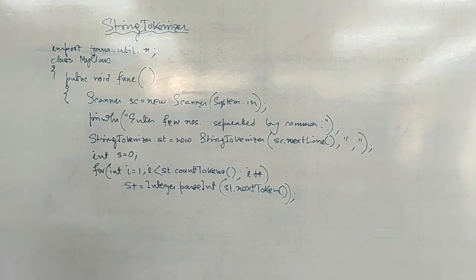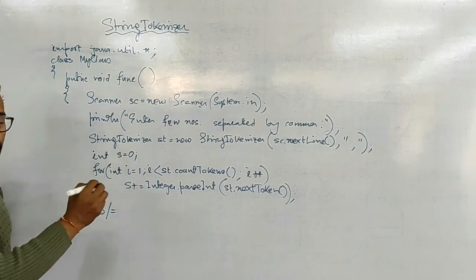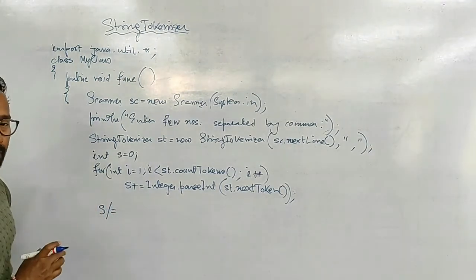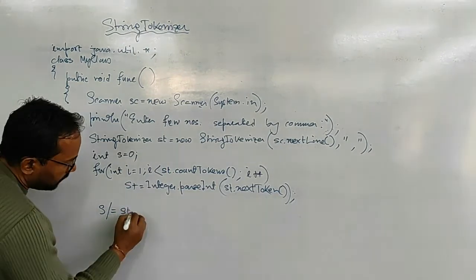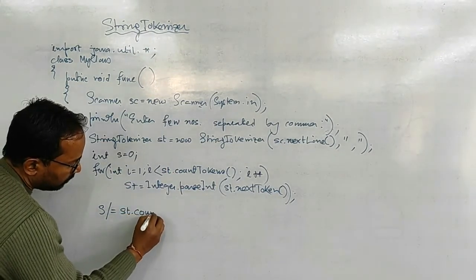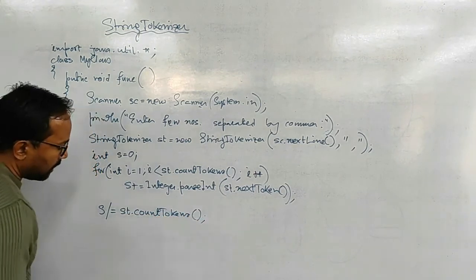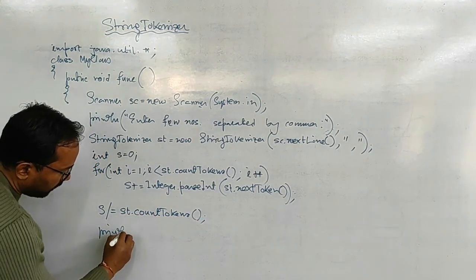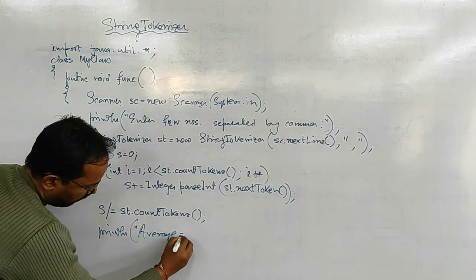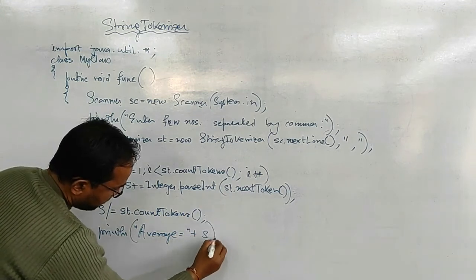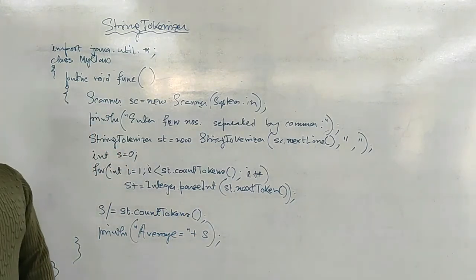Now to find out the average, what to do after the loop? You have to divide this s by the total number of tokens, meaning the total number of numbers, which we can get using st.countTokens(). Okay, and then at last you have to print it. Average equal to s. Okay. So this is the program.